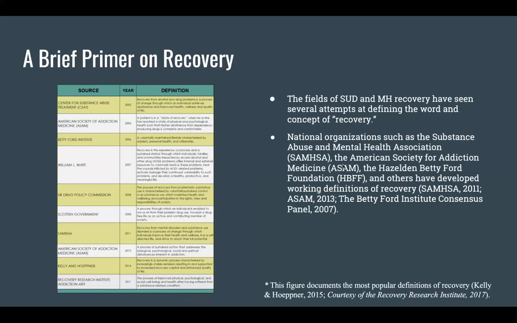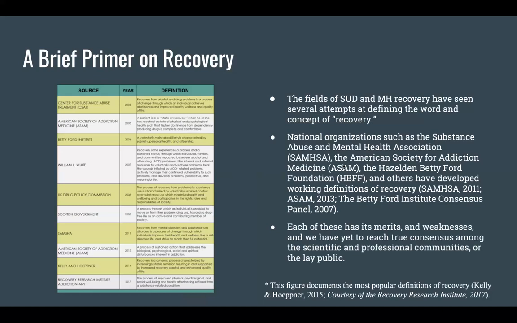Many of you probably know and have seen some of these definitions from SAMHSA, ASAM, the Hazelden Betty Ford Consensus Panel, or the Foundation, and there have been several others, the Scottish Rite, the UK government. John Kelly and Hoeppner published a paper on this. There have been several definitions over the last 20 years. You'll see some of those in an image from the Recovery Research Institute, who gave us permission to use this image. Each of these has its own merits and weaknesses, but there's yet to be a true consensus among both the scientific and professional communities or even the lay public.